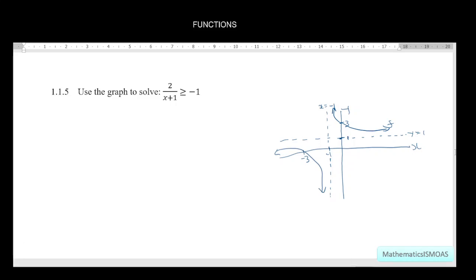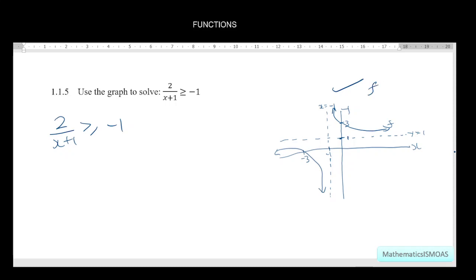Now in question 1.1.5, the question says we have to use the graph to solve the inequality 2 over x plus 1 is greater or equals to minus 1. And we have to use the graph. Now, here is our graph on the right.